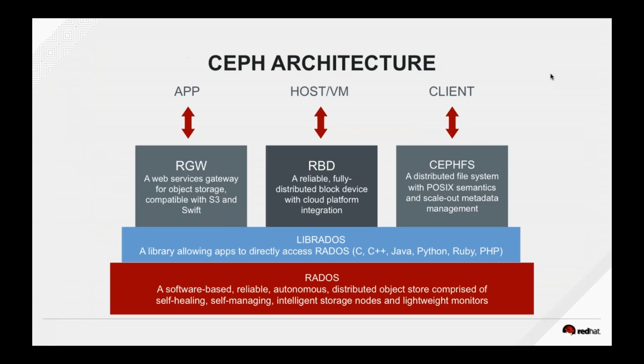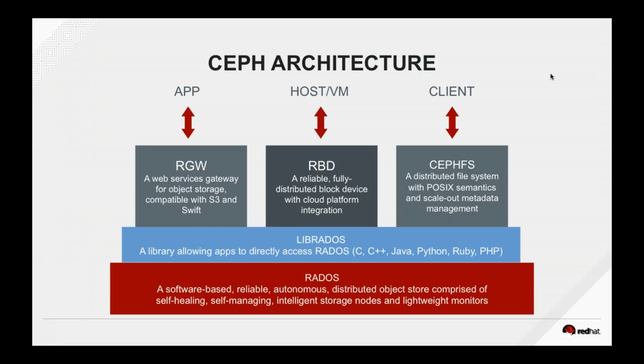Similarly for Ceph, we have three different modes to access the storage, like RADOS. For object store, we can use the RADOS Gateway, RGW, which is a web service gateway for object store compatible with S3 and Swift. So any application using S3 and Swift can connect to RADOS using RGW. We have RBD for hosting VMs, which is a reliable, fully distributed block device with cloud platform integration, for example in an OpenStack scenario for the VMs.